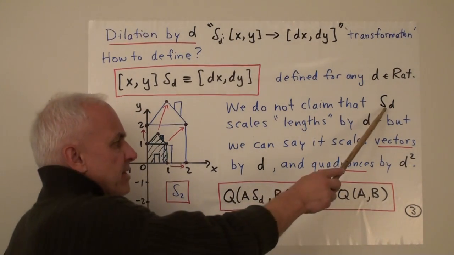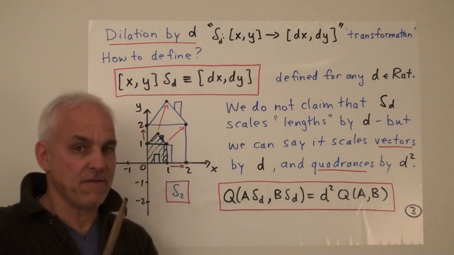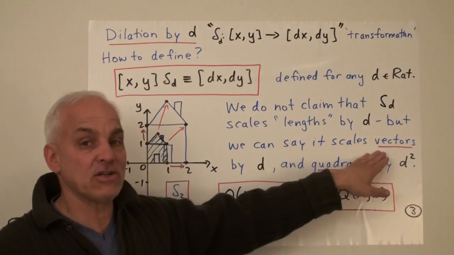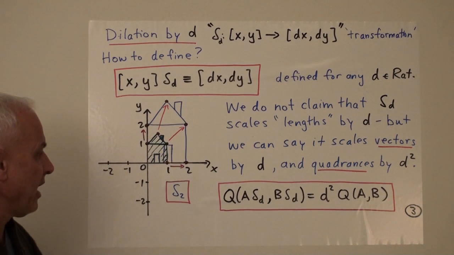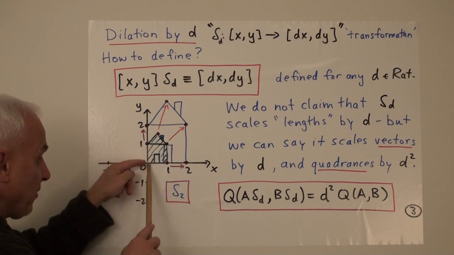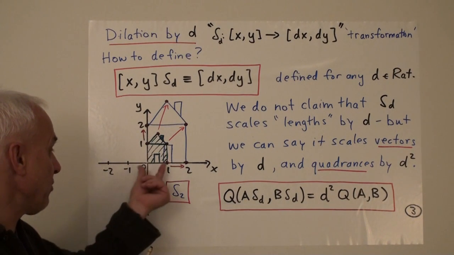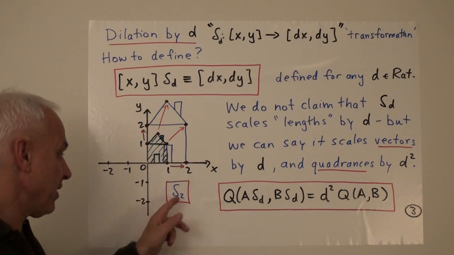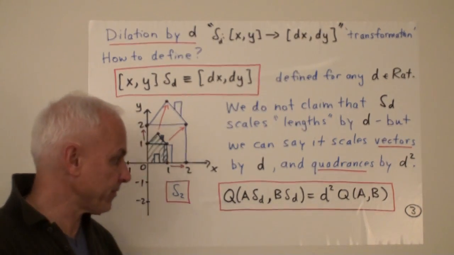So we should not claim that this dilation scales lengths by d, because after all, lengths are problematic for us in this exact approach to geometry. But we can say that it scales vectors by d and quadrances by d squared. If we look at this vector, say from the origin to 1, then that vector is transformed to the vector from the origin to 2. That's what the scaling does. In terms of quadrances, well, we move from a quadrance of 1 to a quadrance of 4. In general, the dilation delta sub 2 will multiply all quadrances by a factor of 4.